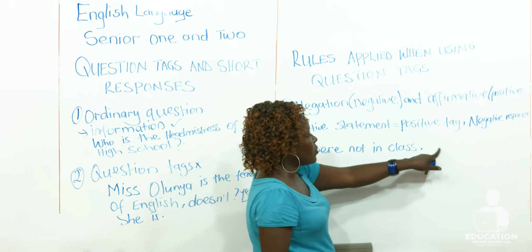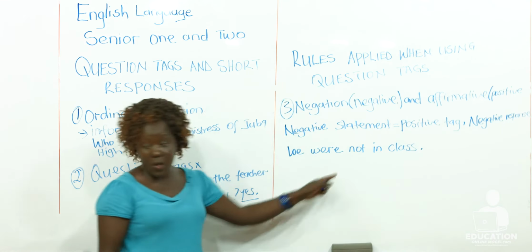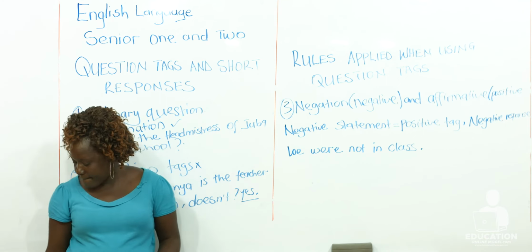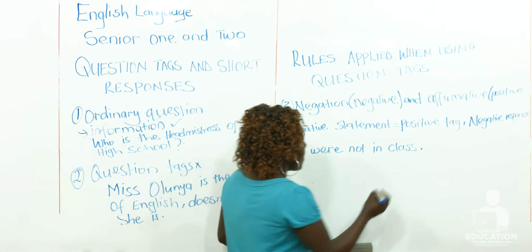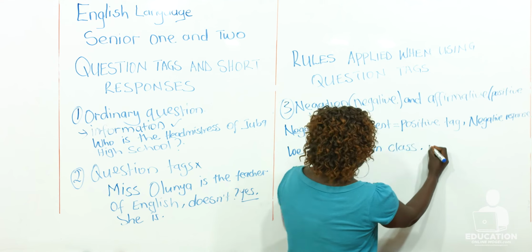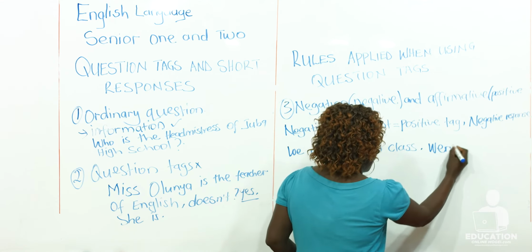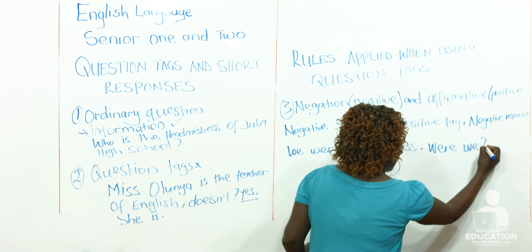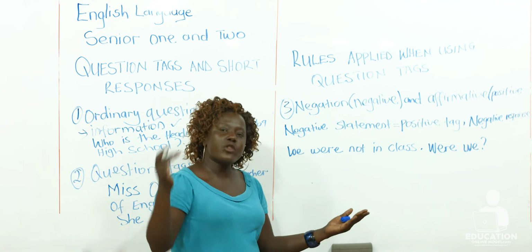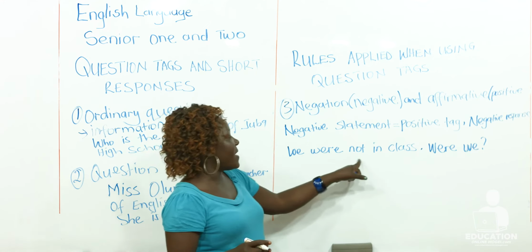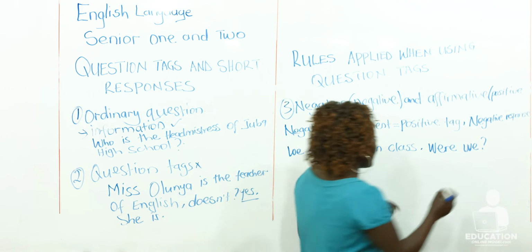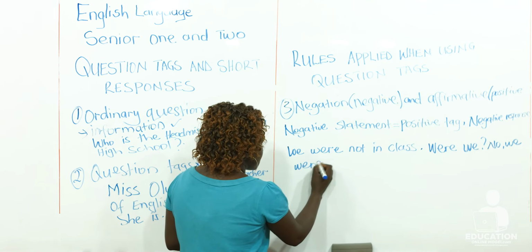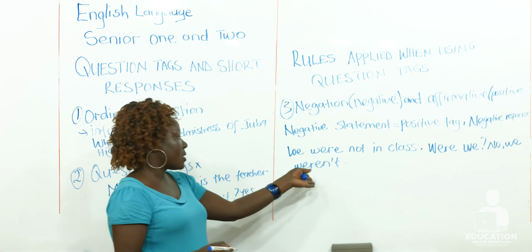Now that means our tag is going to be positive and negative response, but with observation of some of this rule. Then you will come here and say, since it is negative, it is positive, you will say weren't. We were not in class. Where we, you want to confirm, were we really in class? But now the statement said we were not in class. Were we? Then you will come here and say, no, we weren't. You'll come back now to negative here. No, we weren't. Meaning we were not.